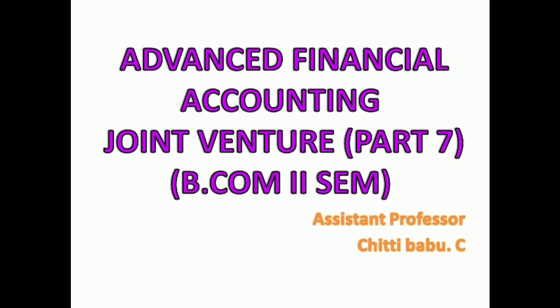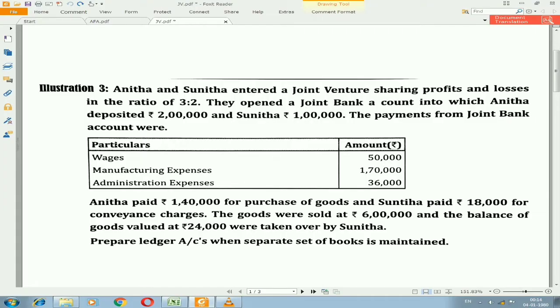Books of accounts are maintained separately in the joint venture. So let us start with an illustration. Anita and Sunita entered a joint venture, sharing profits and losses in the ratio of 3:2. They have already given the profit loss sharing ratio. We need to use this while doing the joint venture account. If we are getting a balance as profit or loss, we are supposed to distribute it by using this ratio. If they have not mentioned the profit or loss sharing ratio, then we can distribute the amount in the joint venture account on an equal basis.